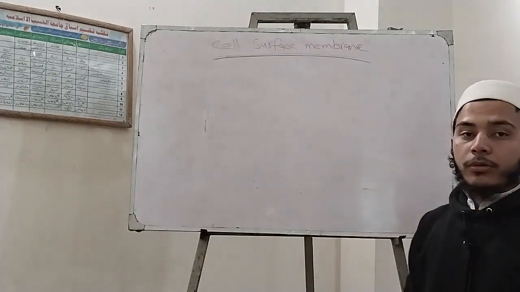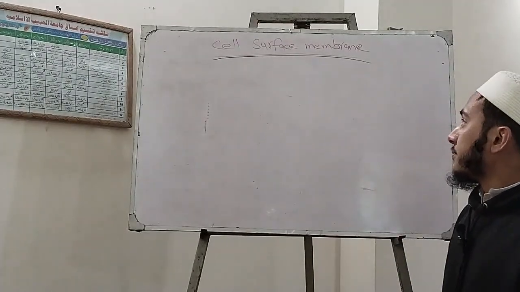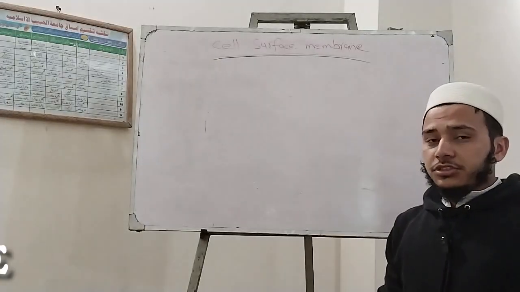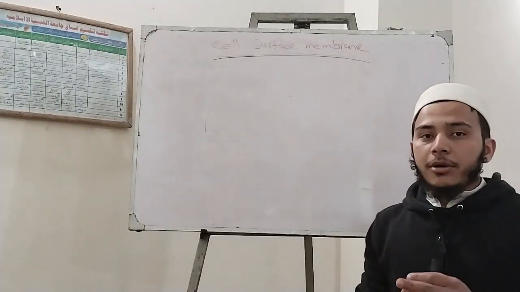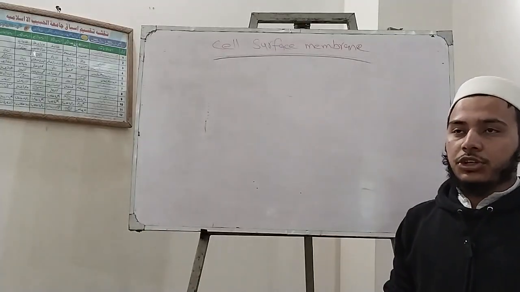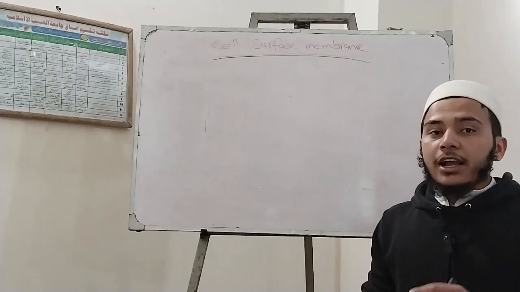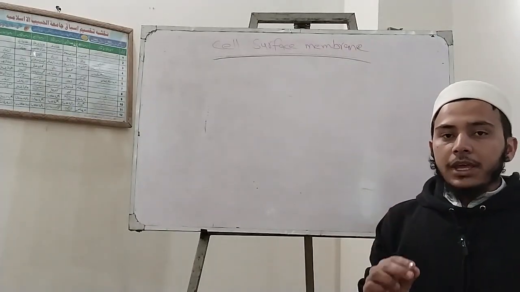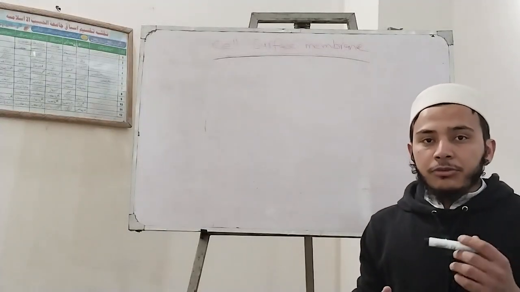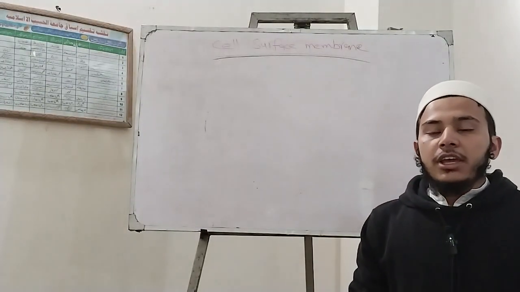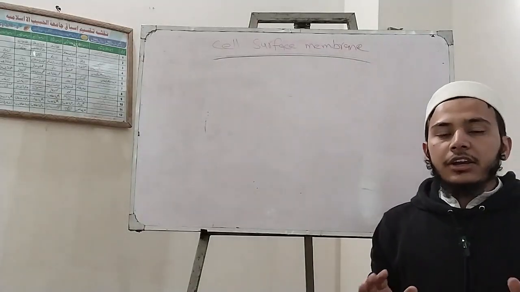So today we are going to study the topic cell surface membrane. First of all, let's understand the structure of cell surface membrane. So the cell surface membranes are made up of phospholipid layers. So what are phospholipids? Phospholipids are a combined structure of a phosphate group and three fatty acid tails. The phosphate group is hydrophilic, means it's polar, and the fatty acid tails are hydrophobic, means they are non-polar.